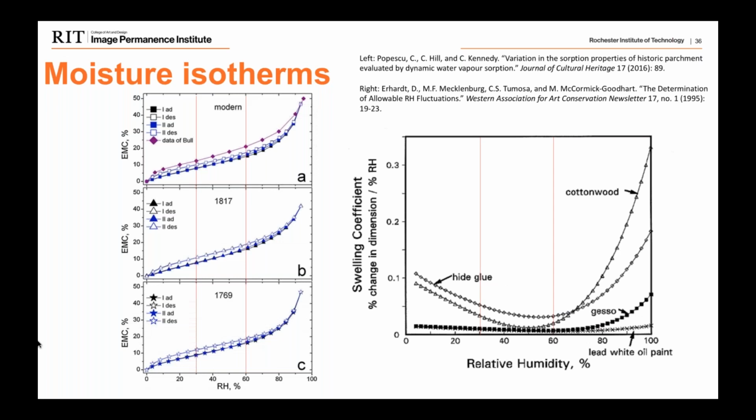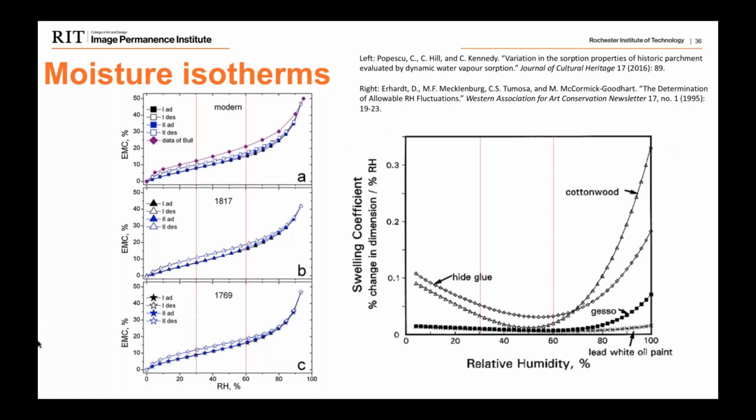So that means the least amount of physical change and the least amount of change in strain, as long as we're staying within that range. And you can see, the graphs on the left are taken from a study that was comparing modern and historic parchments, and the graph on the right is a composite. It's a painting, and so it's showing how the different composite materials are responding.